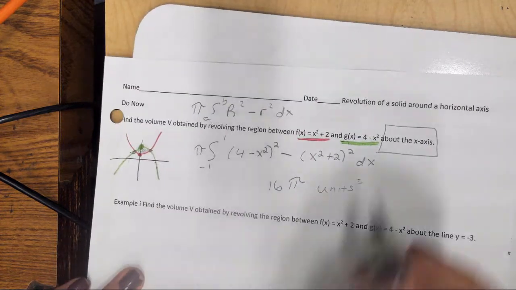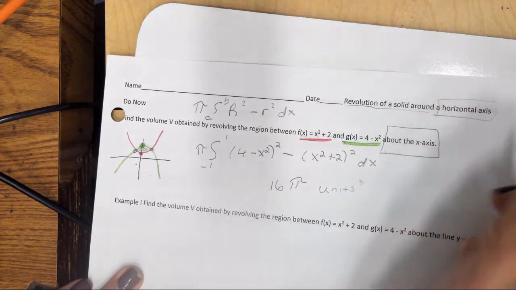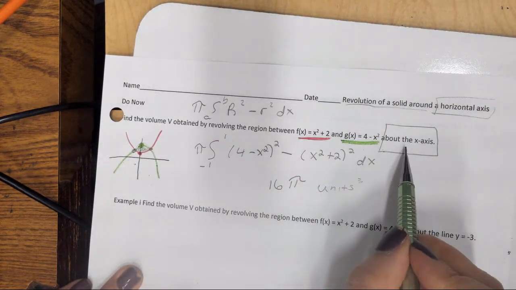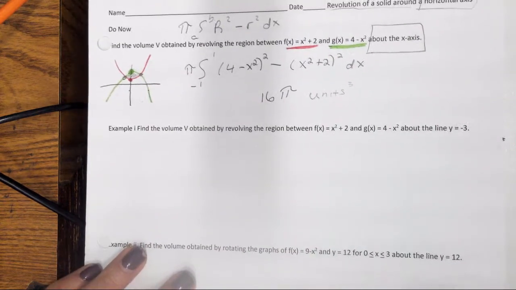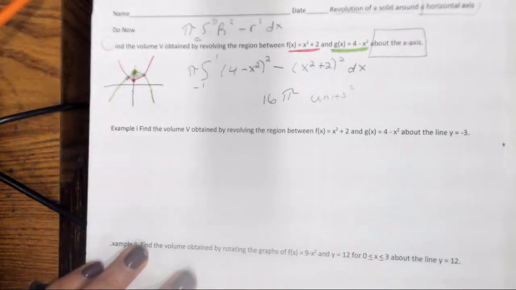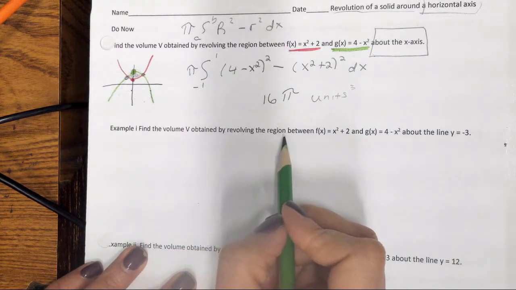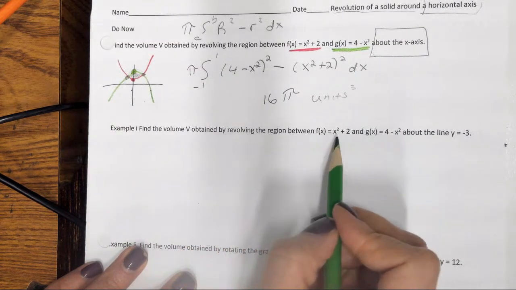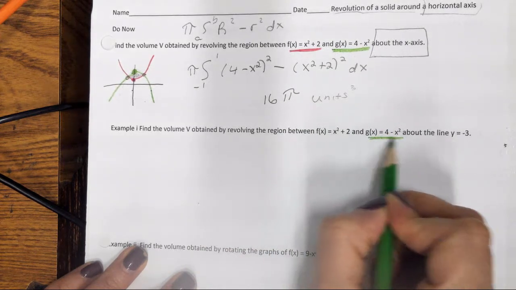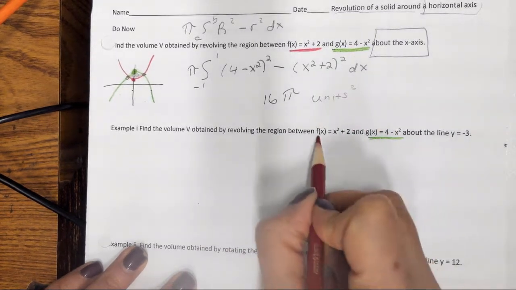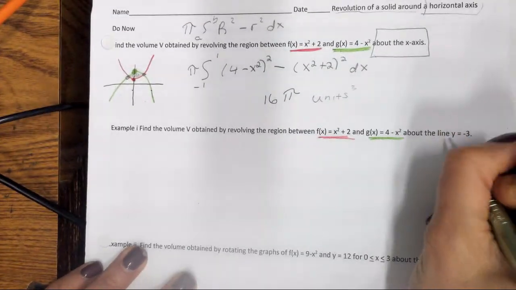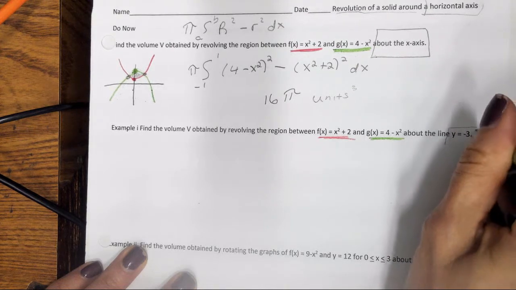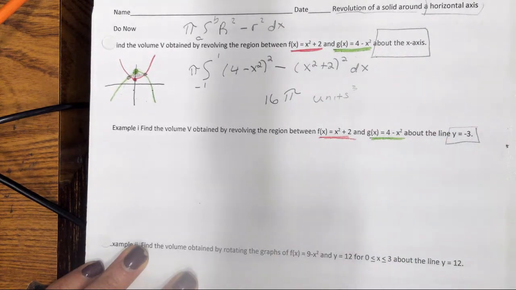Now, today's lesson was to revolve a solid around any horizontal axis. So not just necessarily the x-axis, but any horizontal line. So if I look at my first example, find the volume obtained by revolving the region between f of x, x squared plus 2, g of x, 4 minus x squared. So we have the same functions, but now instead of revolving around the x-axis, we're revolving around the horizontal line y equals -3.